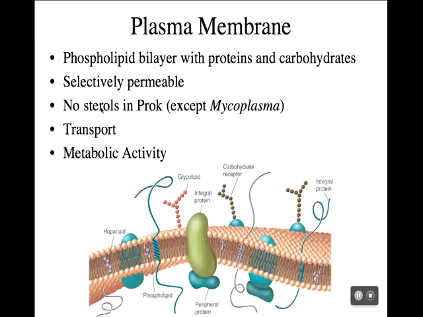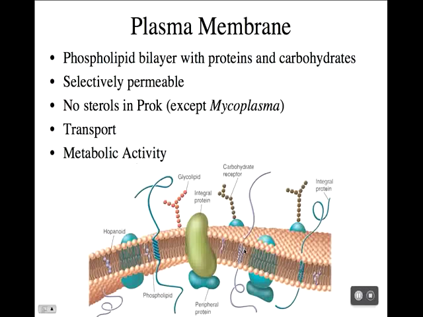The other difference between procs and eucs in their plasma membrane is the fact that prokaryotes have the ATP synthesis enzymes in their plasma membrane. Remember, for a eukaryote, electron transport chain and ATP synthesis happens in the mitochondria. Well, a prokaryote doesn't have a mitochondria, so where are those enzymes located? The ATP synthesis enzymes are located in the plasma membrane. So that's another difference between procs and eucs, the fact that these metabolic enzymes, these ATP production enzymes, are located in the plasma membrane.